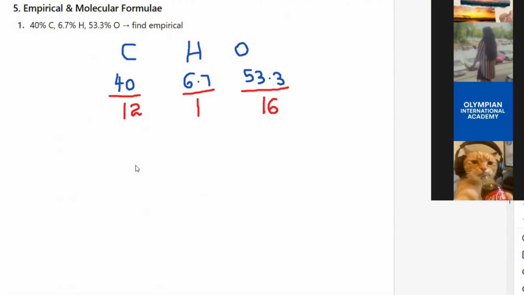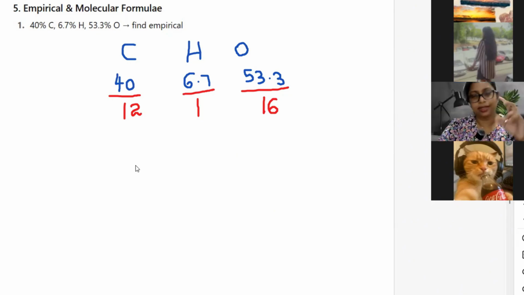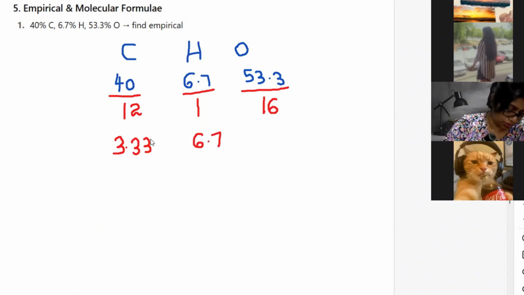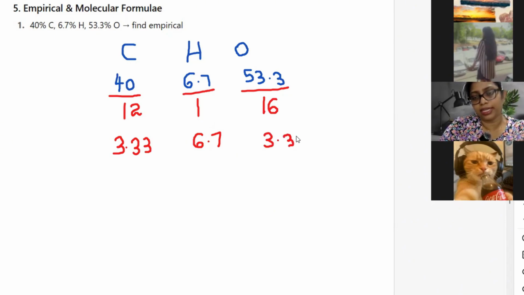Okay. First one, 3.3. Okay, now in case you get many decimals, round it to 1 or 2 decimals. Let's round it to 2 decimals now. We can write 3.33, okay? Yes. Then next one, when you're dividing 6.7 by 1, it's just 6.7. The third one, tell me the value. 3.3. Again 3.33. Okay, 3.33.